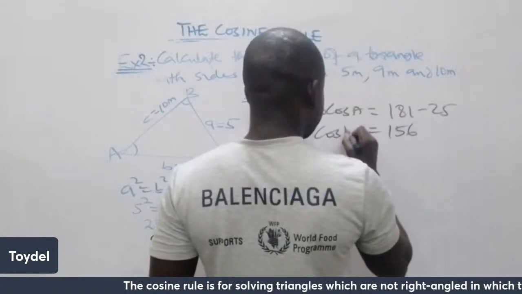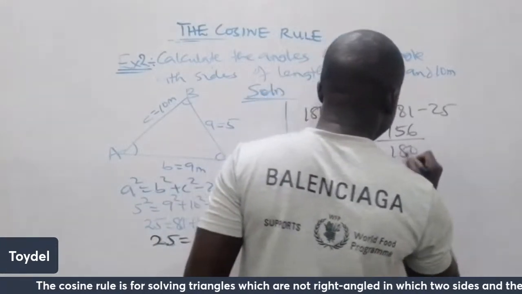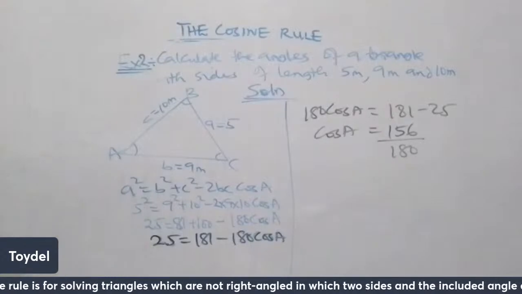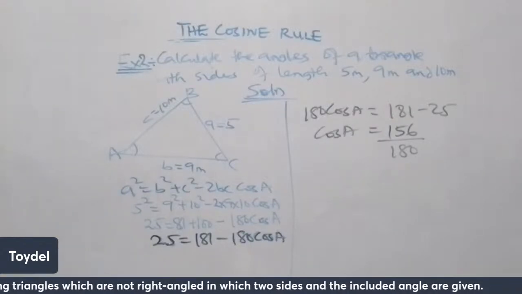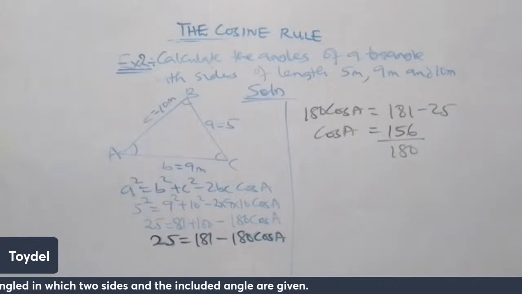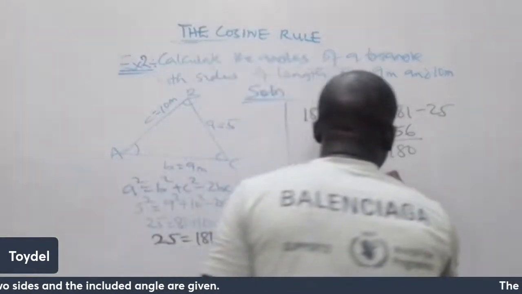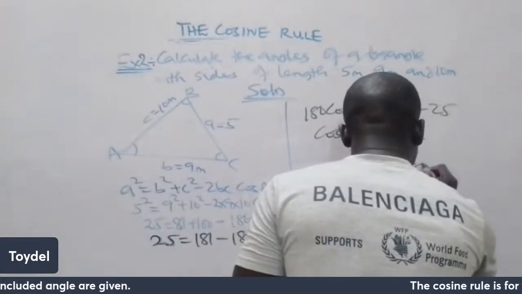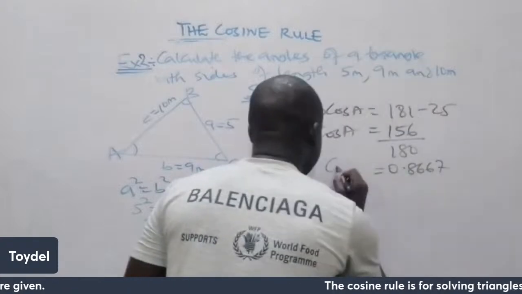So cos A will be 156 divided by 180. Let's check out what we have there. 156 divided by 180 is going to give me 0.8667, and that is cos A.